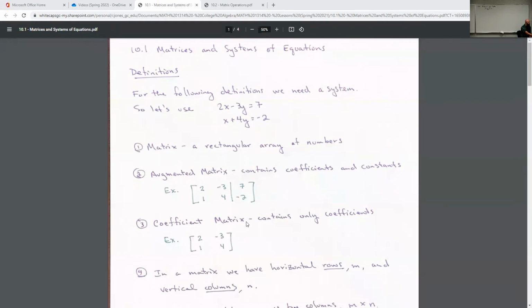All right. The next is the coefficient matrix. This is just the coefficients. So notice it is only the first part. We did not have the equals and then numbers afterwards.